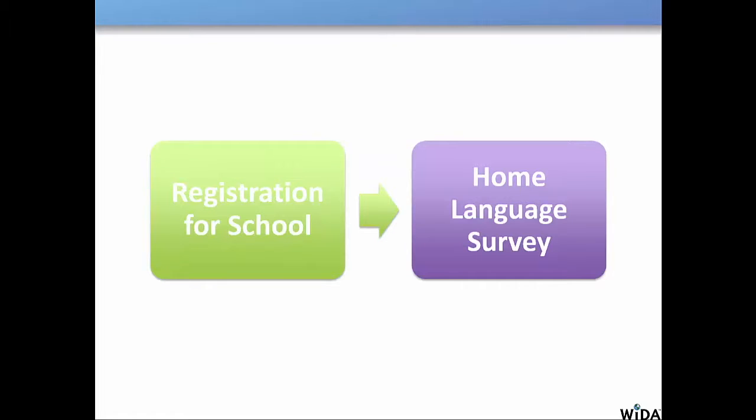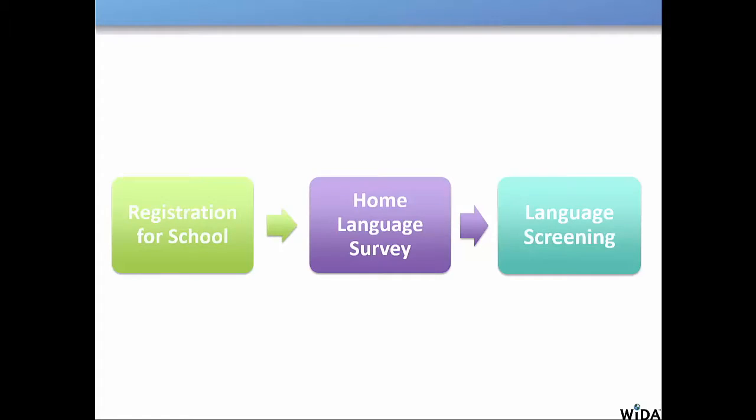During the registration process, districts will use a form commonly known as a home language survey to collect information about the languages spoken in the home. If a parent indicates that a language other than English is spoken in the home, or that their child speaks a language other than English, then the student's English language proficiency must be screened or assessed. A language screener is a test that gives schools a general idea of a student's language proficiency.